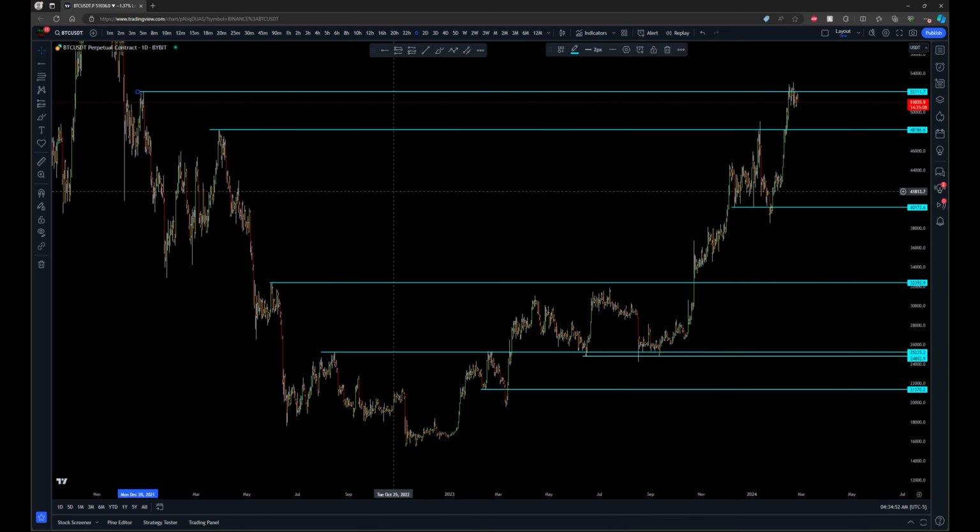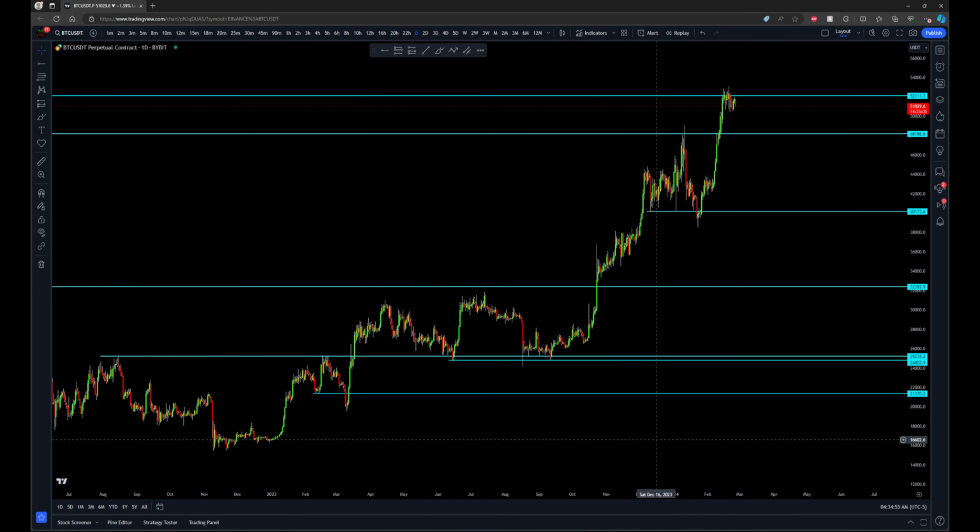So what I mean by that is we need to have a directional bias. And so throughout this move, directional bias has been to the upside. And when the directional bias is to the upside, we look for sweeps on significant lows as potential entry points.